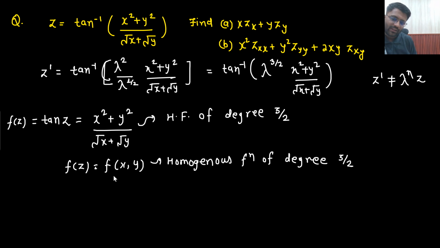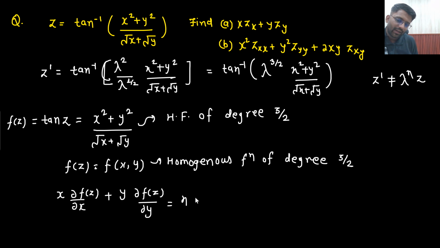which is a function of x comma y, pick the variable x, then do its partial differentiation with respect to x, then pick the variable y and do its partial differentiation with respect to y. That would be equal to n into fz. What is the value of n? N is nothing but 3 by 2. So that would be equal to 3 by 2 into fz.